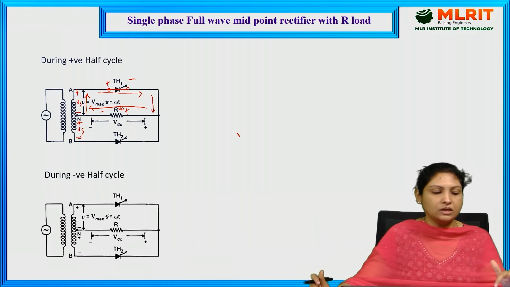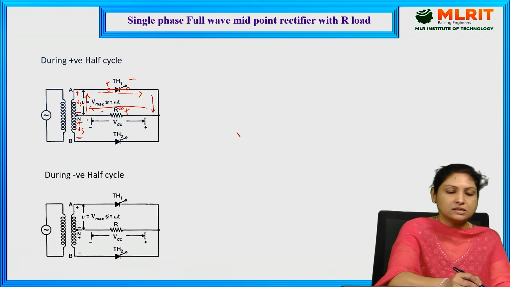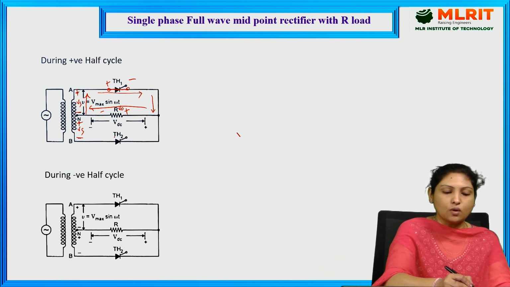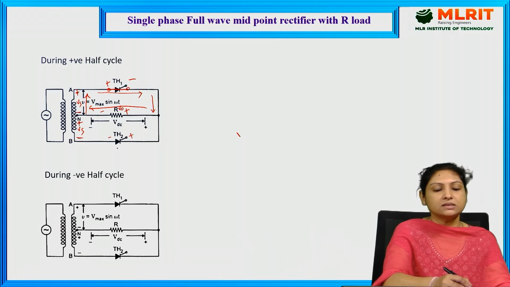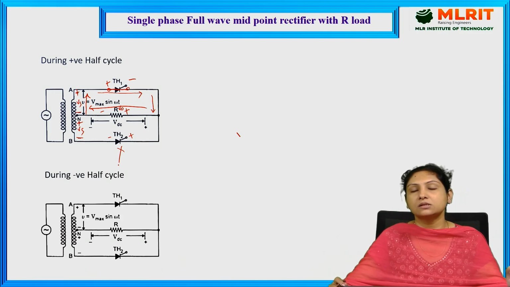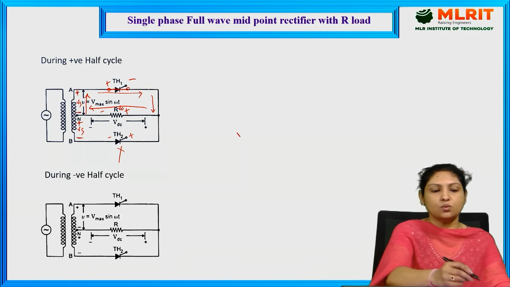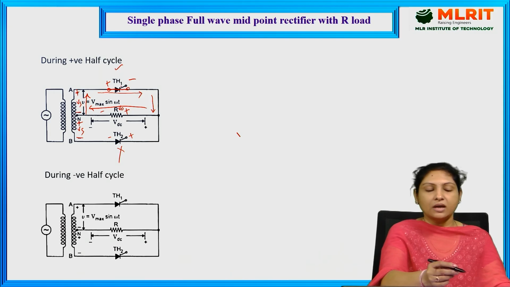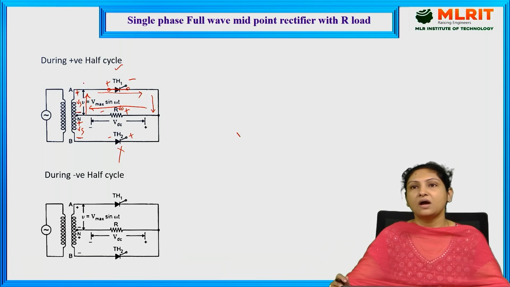And if you see the lower half of the circuit, since this is positive, negative, the anode of thyristor 2 is negative with respect to the cathode. T2 is reverse biased and it is in the off state. It acts as an off switch. T2 will be acting as an off switch and only T1 is forward biased. So thyristor 1 will be conducting current through the load during the positive half cycle.